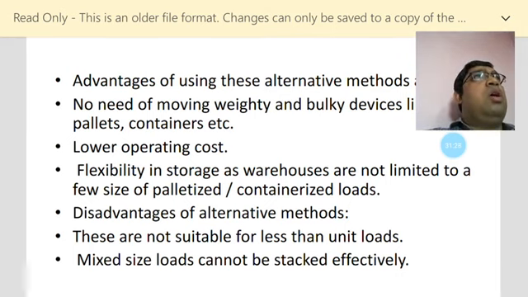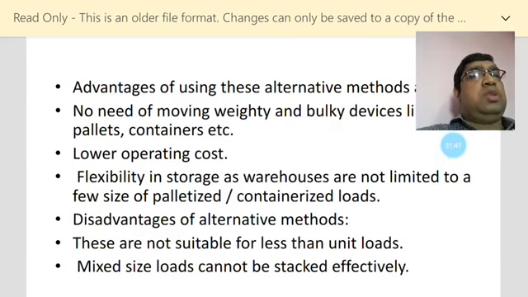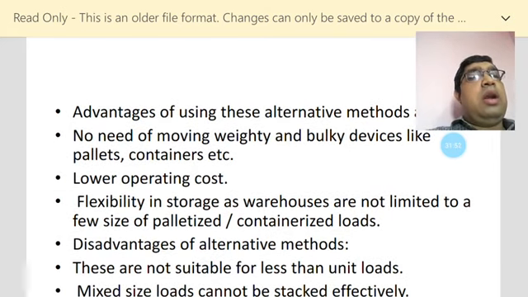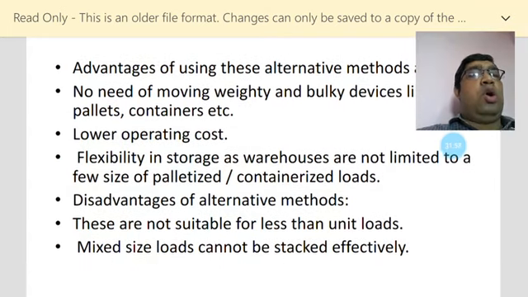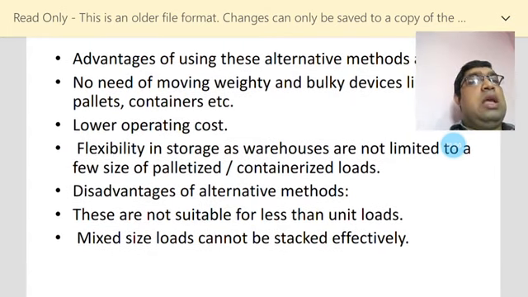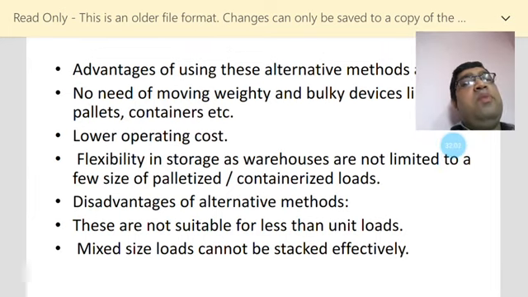Sometimes we have to consider the different alternative ways when you transfer these materials, according to your choice and also according to your transportation cost. You have to concentrate on the alternative way of handling materials from one place to another. There is no need of moving weighty and bulky devices like pallets, containers, etc., there is lower operating cost, and there is flexibility in storage, as warehouses are not limited to a few sizes of palletized and containerized loads.